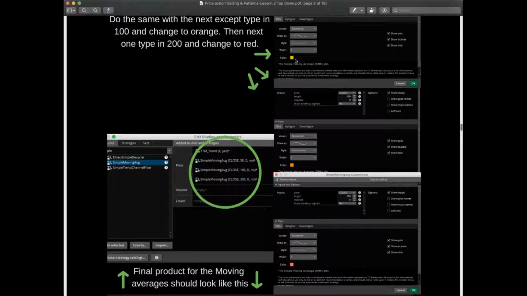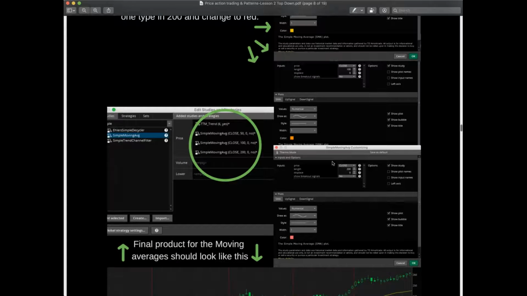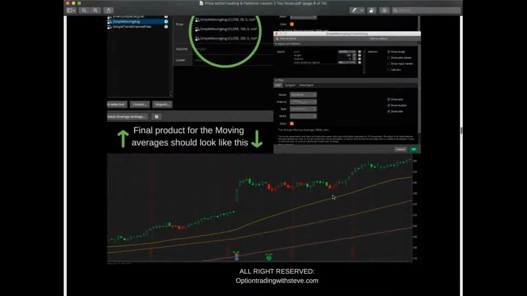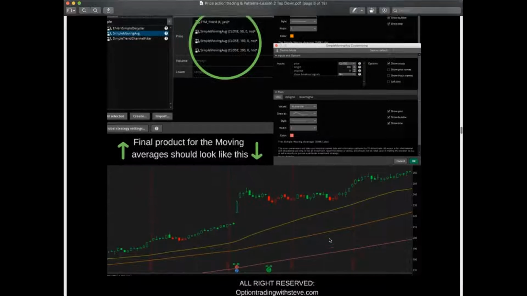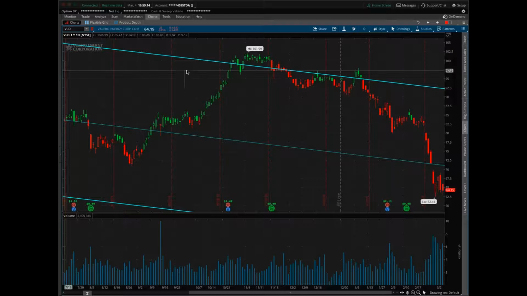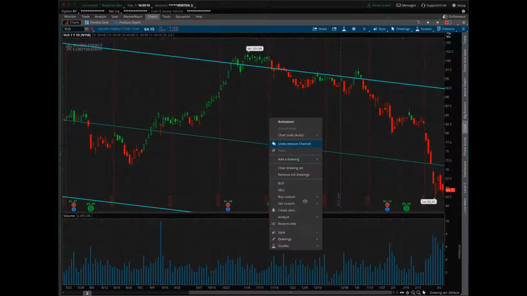The 50-day is going to be yellow, the 100-day is going to be orange, and the 200-day is going to be red. Okay, once we do that, it's going to look like this. So let's get in the chart and do that. So we're actually going to, instead of adding 3, we're going to add 4.